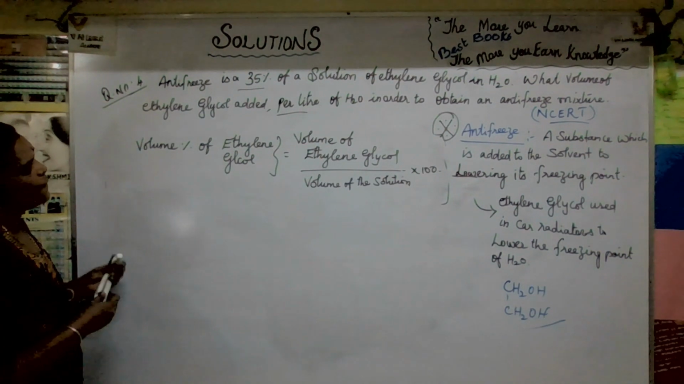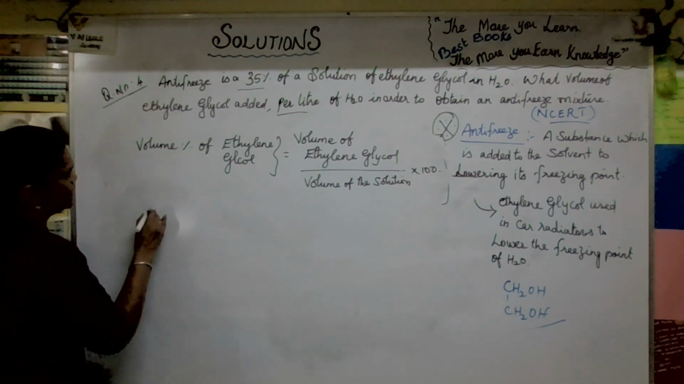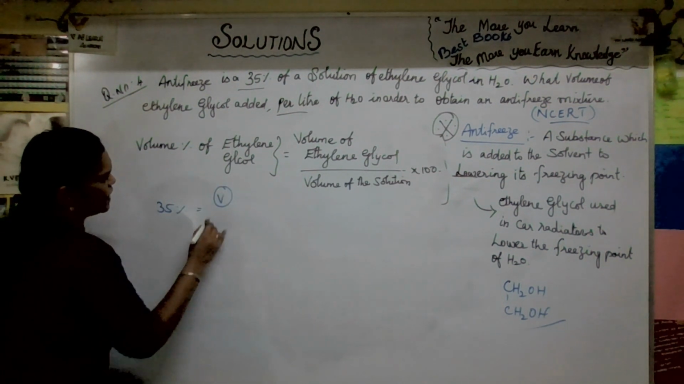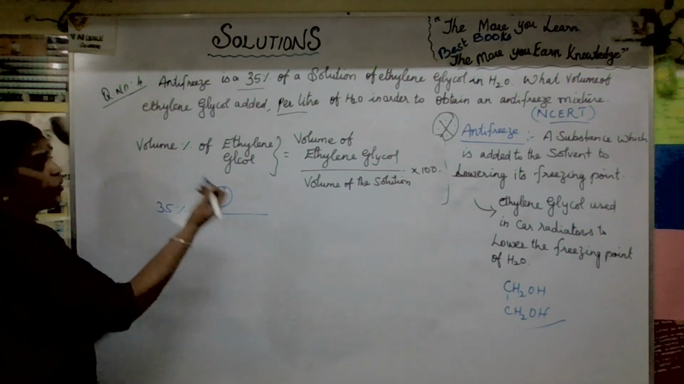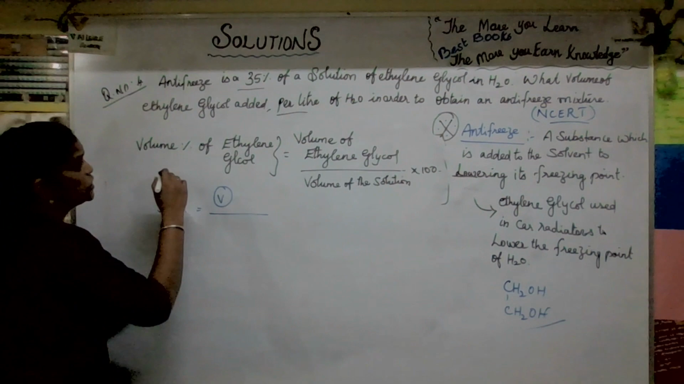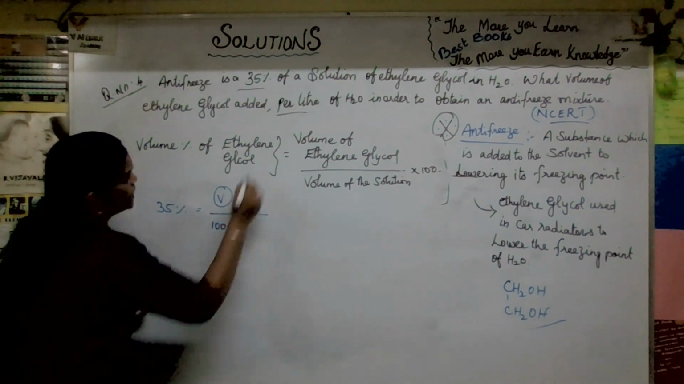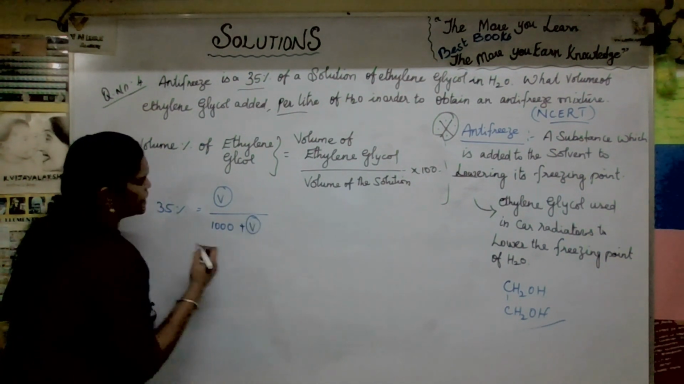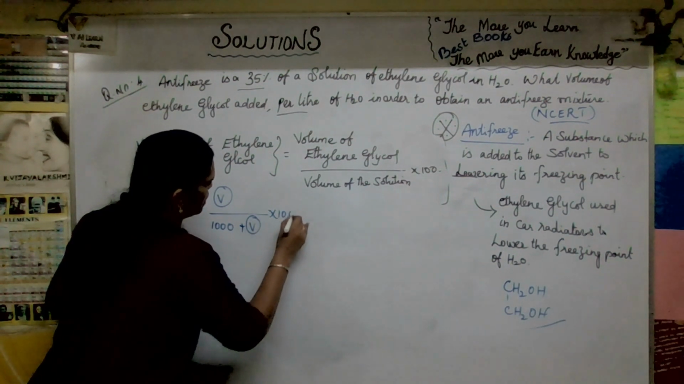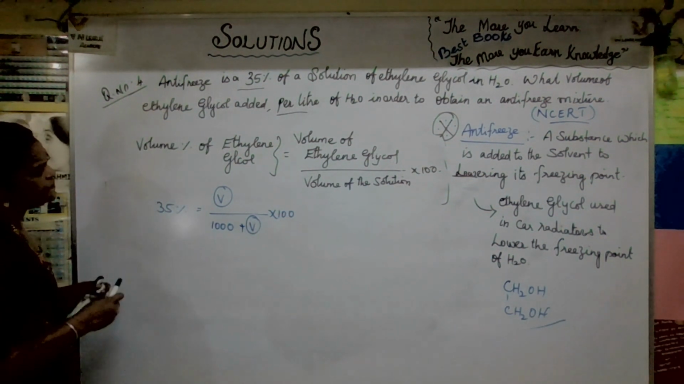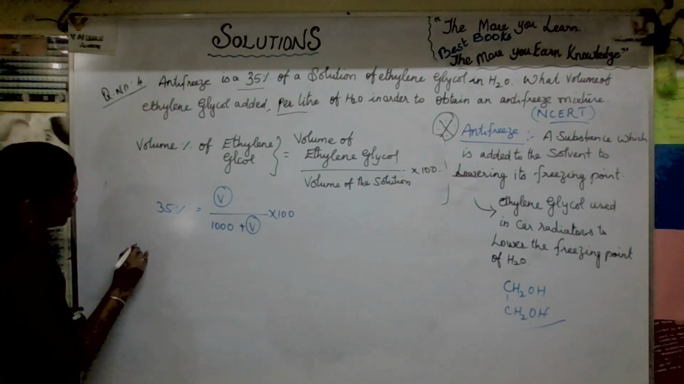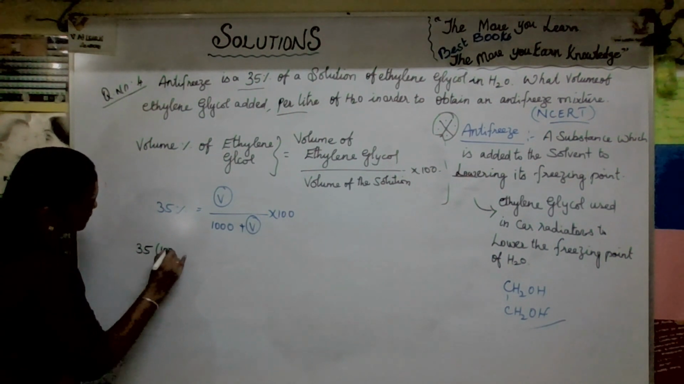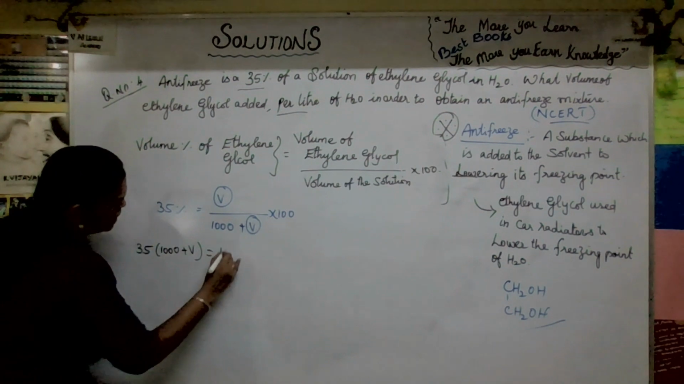Okay, now let us apply the values. What percentage have they given here? 35 percentage of ethylene glycol. Volume we don't know, that only we have to find out. And volume of the solution means solvent plus solute. Solvent here is water only, they mention per liter of water. We don't know the ethylene glycol volume, so we just put V into 100. Yes, we applied the values. Okay, now we can calculate this. So here 35 into 1000 plus V equal to 100 V.